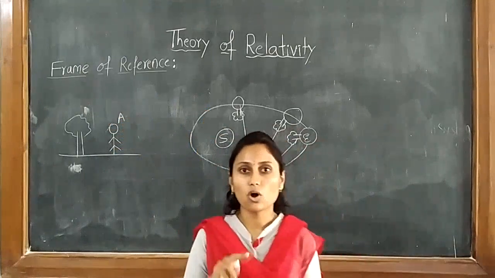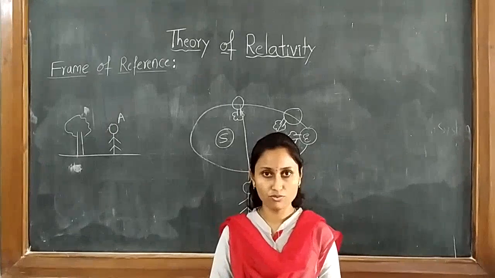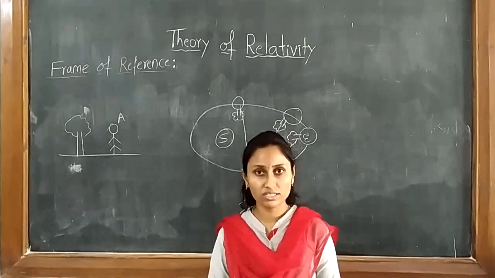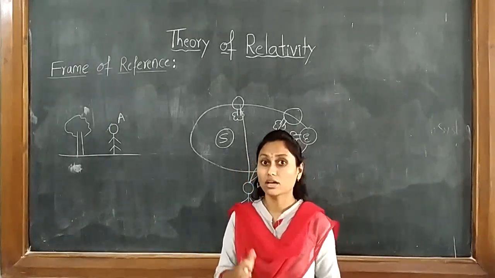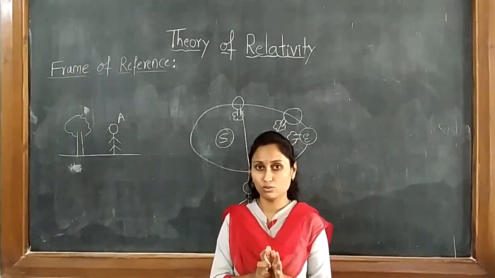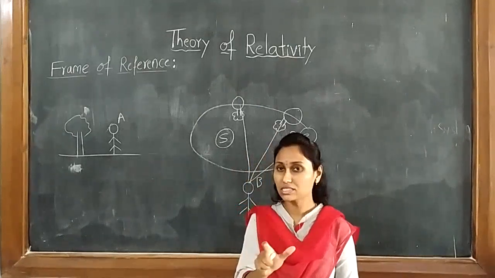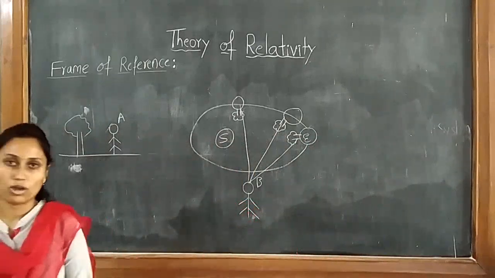See, rest or motion we can define by using the position of an object. If the position doesn't change, it is rest. If it is changing, it is motion. To define this position, we use a certain system to define the motion and position of an object, and that system is called the frame of reference.